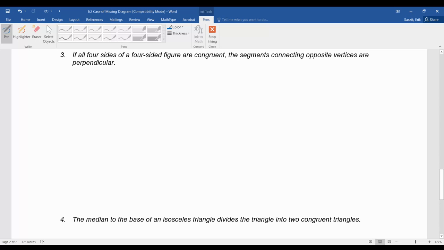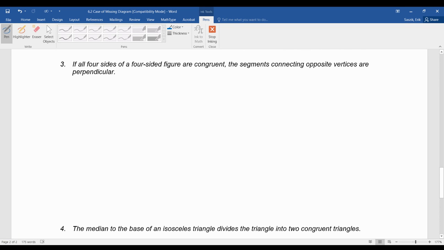Now this one here, I'm going to talk about this one. If all 4 sides of a 4-sided figure are congruent, so let's draw. A lot of times people draw a square, but I don't want to draw a square because a square is very special. I'm going to draw the least special thing I can, but still 4 sides congruent. And A, B, C, D.